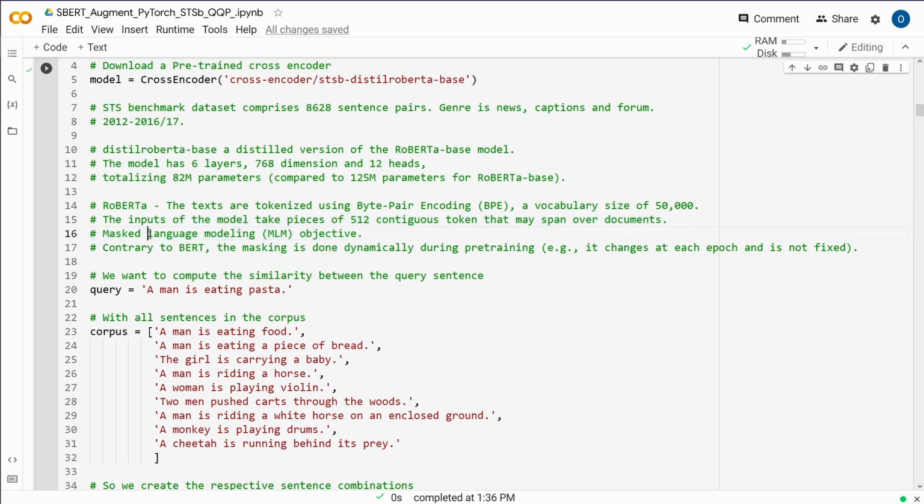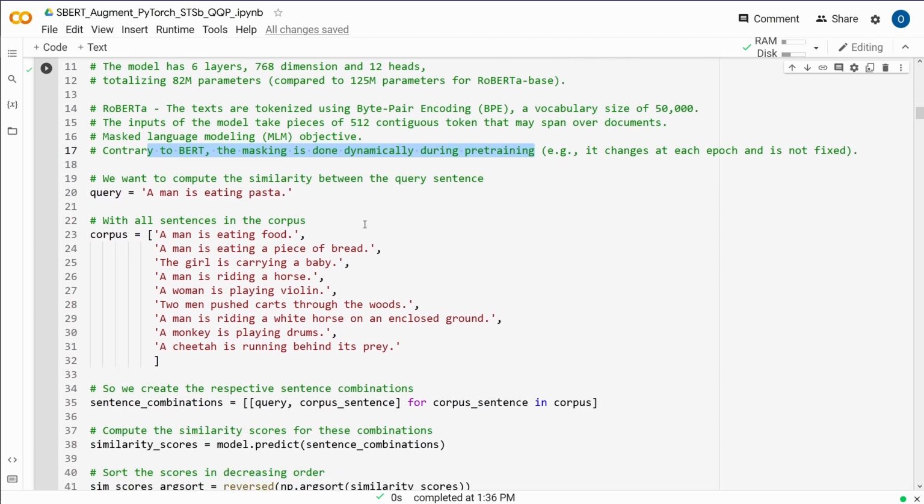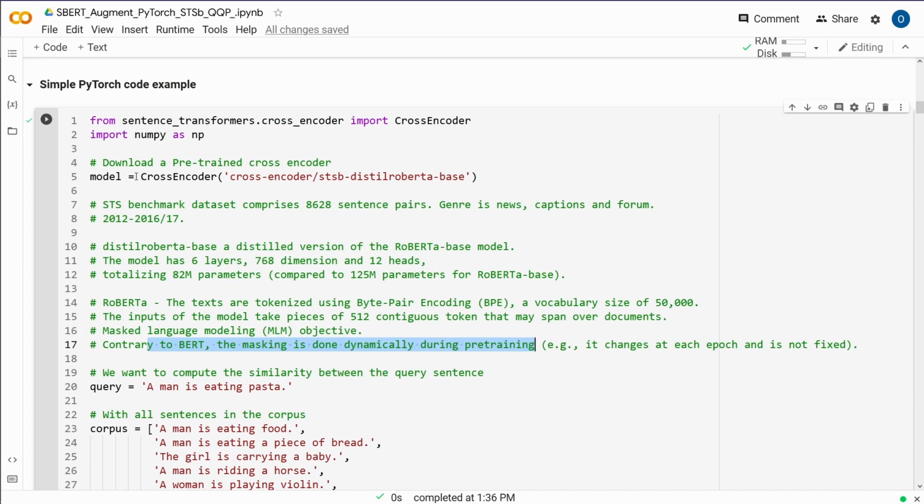And of course, we are here masked language modeling. Now, contrary to our pure BERT model, the masking is done dynamically during our pre-training. So, everything is done. We just import, we download our pre-trained cross-encoder from HuggingFace. The nice people were so nice to do the training for us to define a model, use input dataset, the STS benchmark dataset, and define the cross-encoder for us.